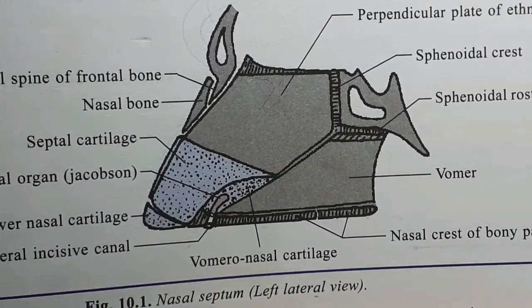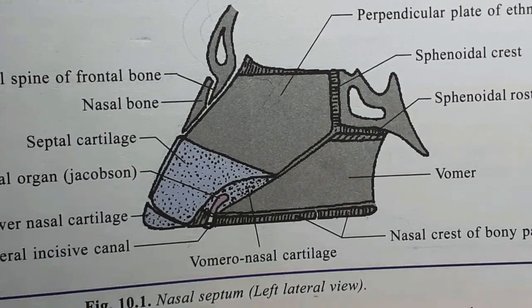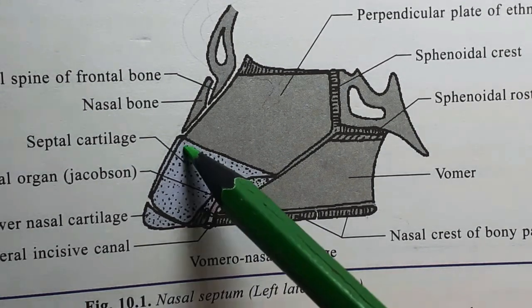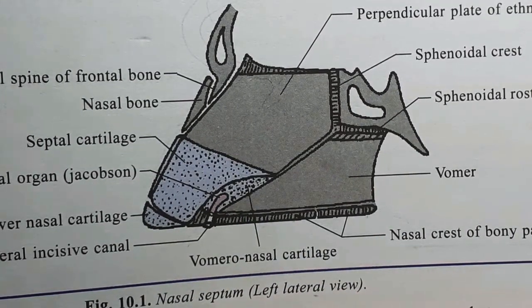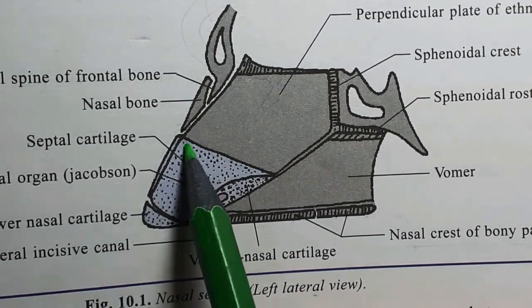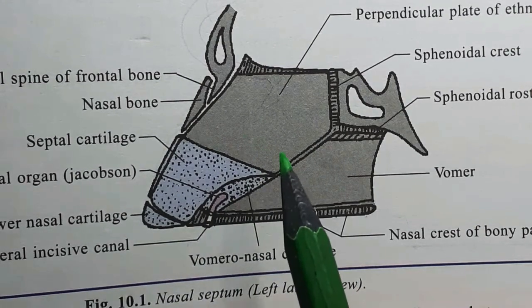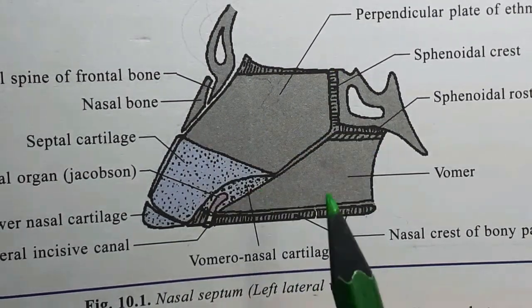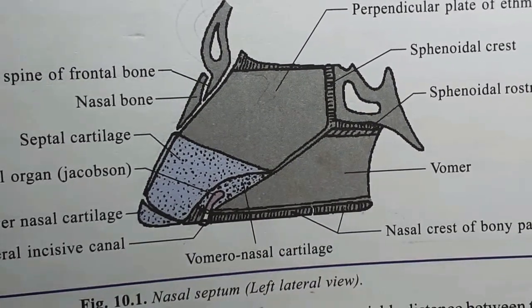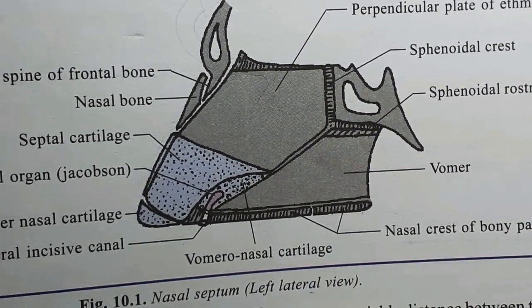The medial wall is lined by mucous membrane, except at the anterior-most part, where it is lined by skin and coarse hair is present. It is formed partly by cartilage. You can see these are the cartilages, and it is formed partly by bones. These are the bones that form the nasal septum. Now let's see how the nasal septum is formed.